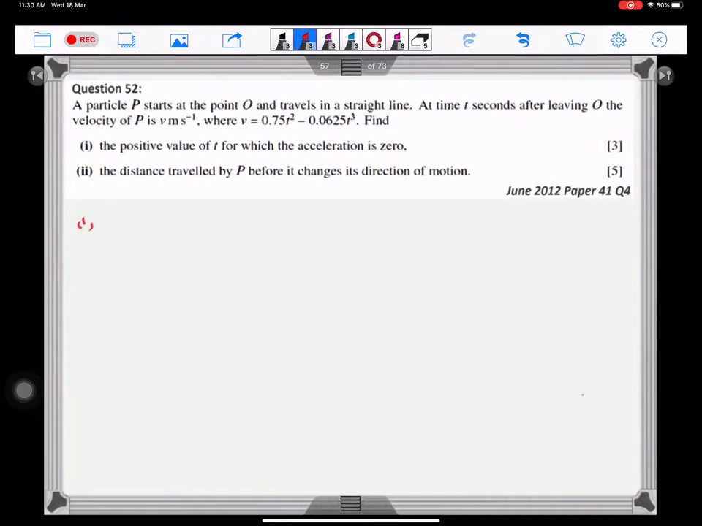The distance traveled by P before it changes its direction. When does a particle change its direction? Very easy to visualize: throwing a ball vertically up. When does it change its direction? That's a turning point. When the derivative of displacement is 0, when it reaches the maximum height, when it cannot move any further up, its velocity has become 0, it has come to instantaneous rest. To cut the long story short, the particle will change its direction when velocity is equal to 0.